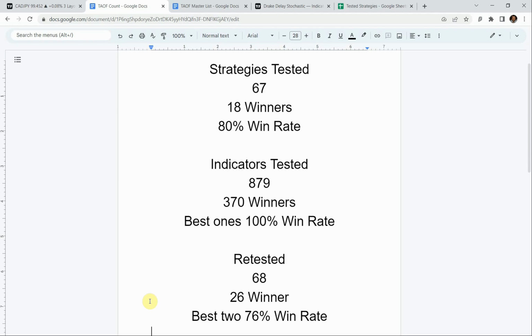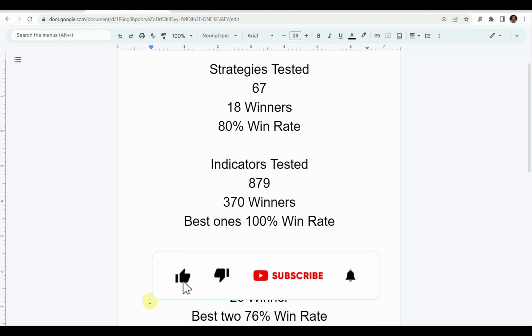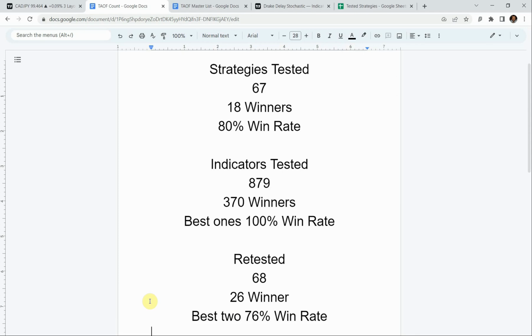We've also retested in the advanced testing 68 of the winning indicators. 26 of them have been able to maintain the winning status. The best two, a 76% win rate. Now keep in mind that we test most of these strategies and indicators on the Forex and crypto market, but they can be applied to just about any market and time frame universally.